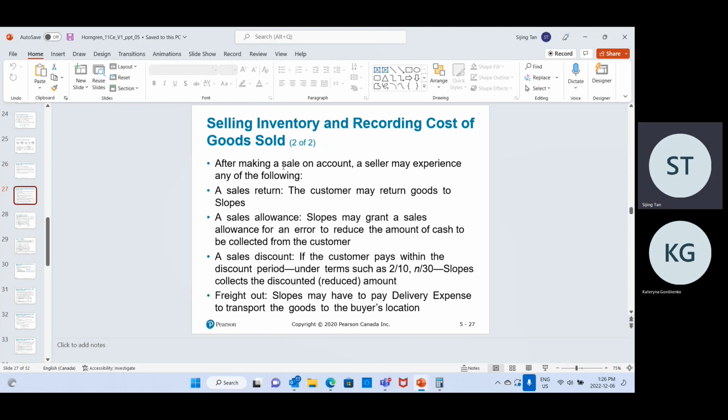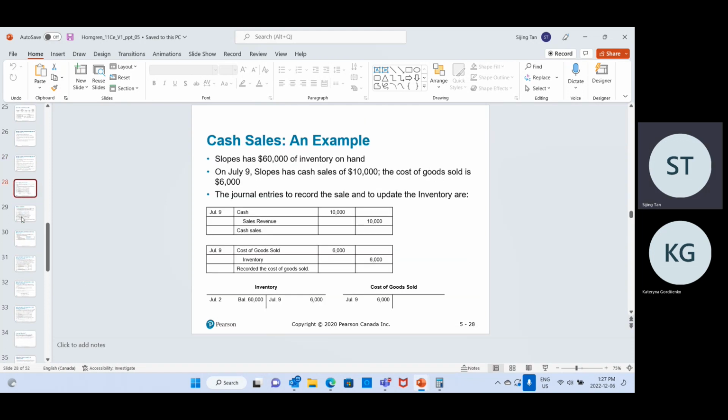Experience with sales returns is very similar to purchases: sales return, sales allowance, sales discount, freight out. Slopes will have to pay delivery expenses to transfer the goods to the buyer's location. That is FOB shipping point. So we're going to see a cash sales example.